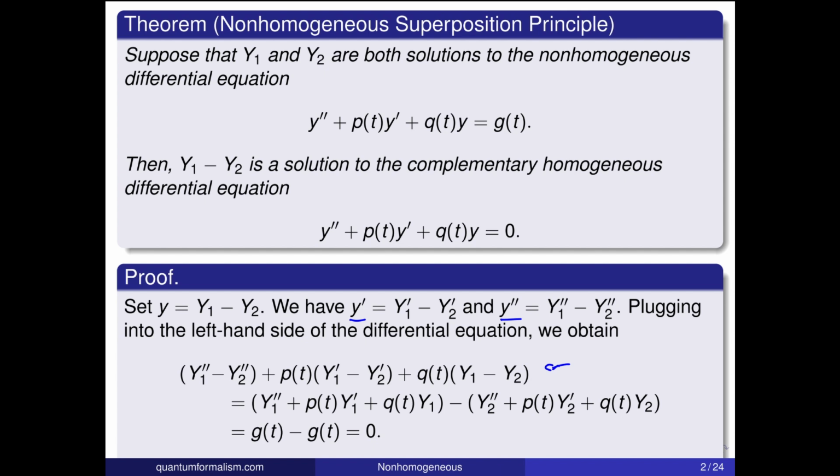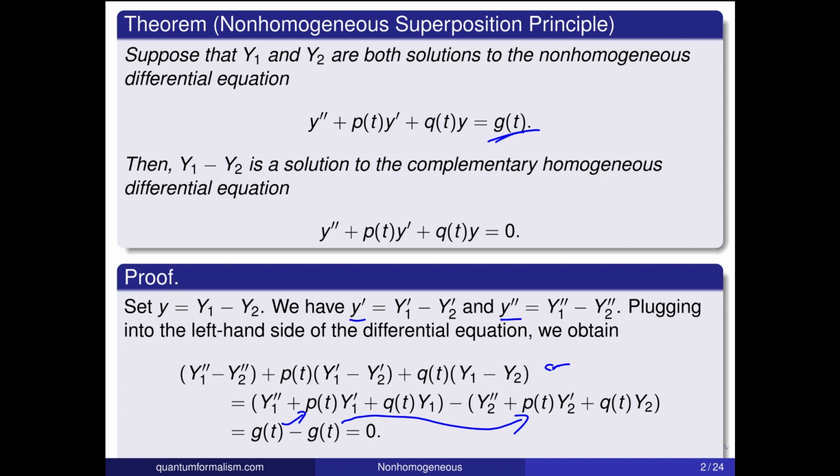So you'll end up with y1 plugged into the left-hand side of the differential equation. That's a solution to this one, so the left-hand side should be equal to g of t. And then you'll also end up with y2 plugged in the differential equation. That's also a solution to this differential equation, so you'll also get g of t. And of course, g of t minus g of t is equal to 0.